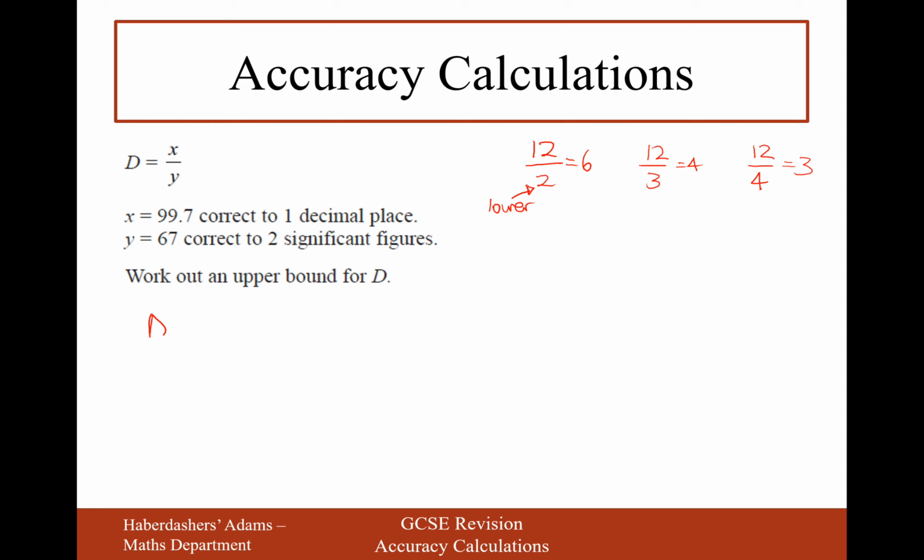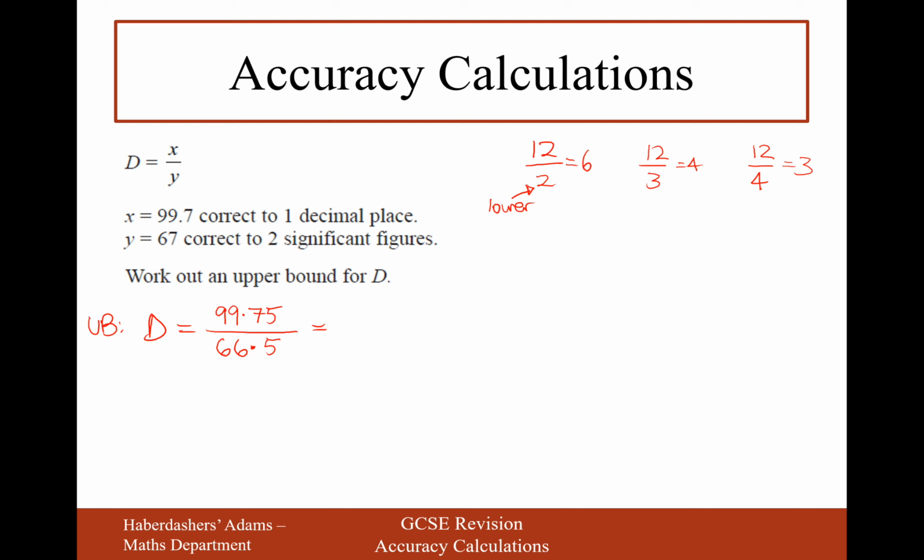So, D equals, if we're trying to find the upper bound, well, we still want our first number to be as big as possible. That's going to be 99.75. Yes, I know it can't be 99.75 exactly, but it's just anything less than it. Even the smallest minuscule of a number less than it will be correct to 1 decimal place. 67 correct to 2 significant figures. Well, if we're trying to make that as low as possible, that's going to go down to 66.5.